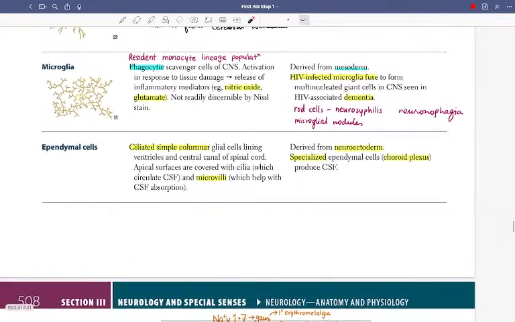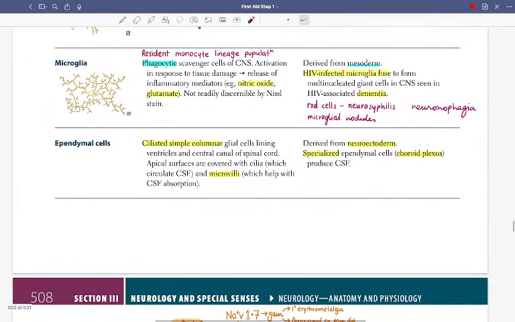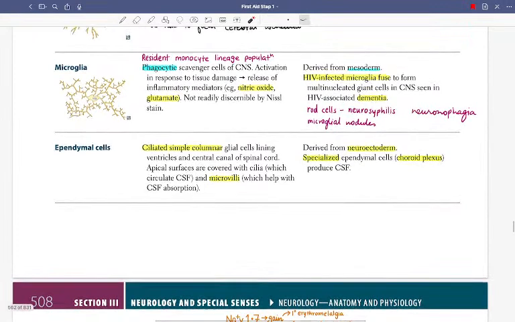Next is microglia. Microglia are phagocytes, so obviously they come from the resident monocyte lineage. This has come in NEET. The inflammatory mediators that are released are nitric oxide and glutamate. They are not readily discernible by Nissl stain. So the most important point is that they are mesoderm.